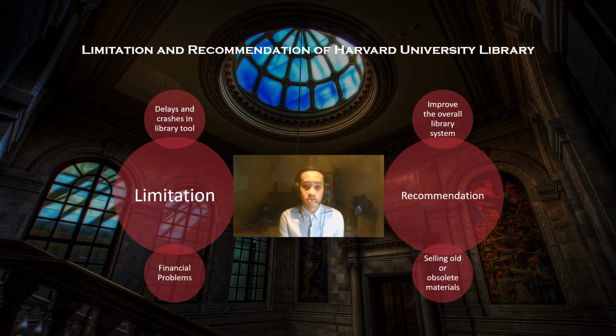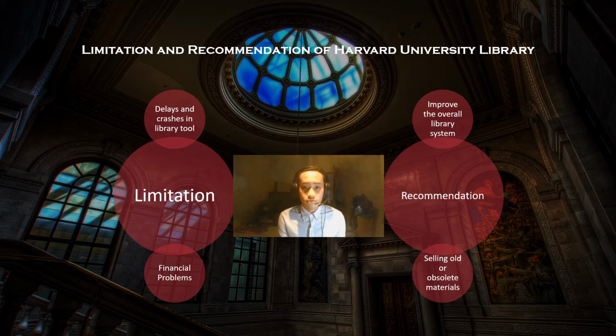So for limitation, there are two main limitations, which are delays in their library tool or system and financial problems. Harvard University Library's system is often delayed or crashes, especially during this pandemic. Hence, students and staff using the library system will find constant delays and load-up while using it. Other than that, Harvard University Library also struggles financially, and because of that, it is hard for the librarians to afford publishers, as their asking price is too expensive and demanding.